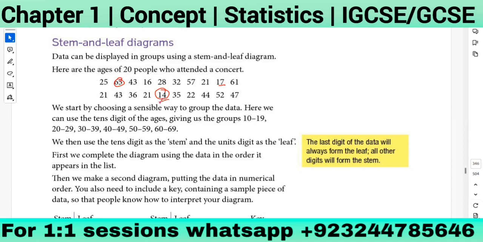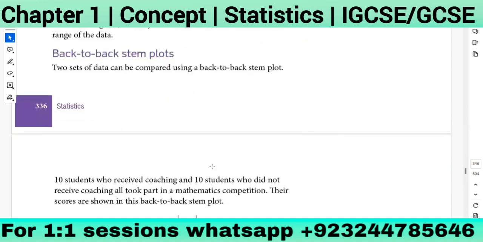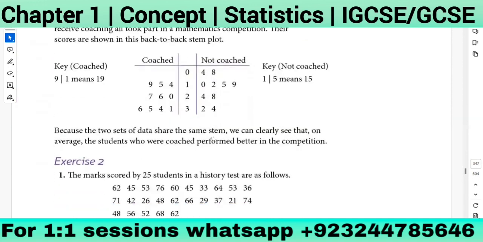We can start the groups from 14, but to make it easy, let's start from 10 to 20, or we can go 10 to 19 and then 20 to 29. We can also do 10 to 20, then 21 to 30, and 31 to 40. We can also start from 13, since 14 is the least one. So we can do the grouping in our own way, whatever we find the most convenient. Now, how to plot the stem and leaf diagram and back-to-back stem and leaf? Do you have any idea, and have you already done these things?